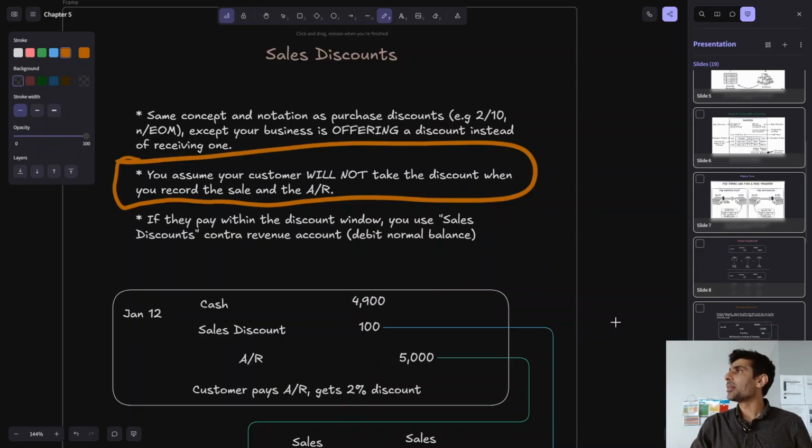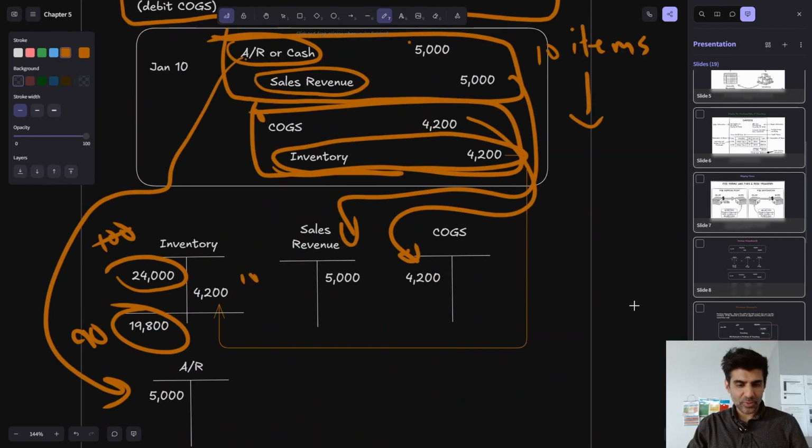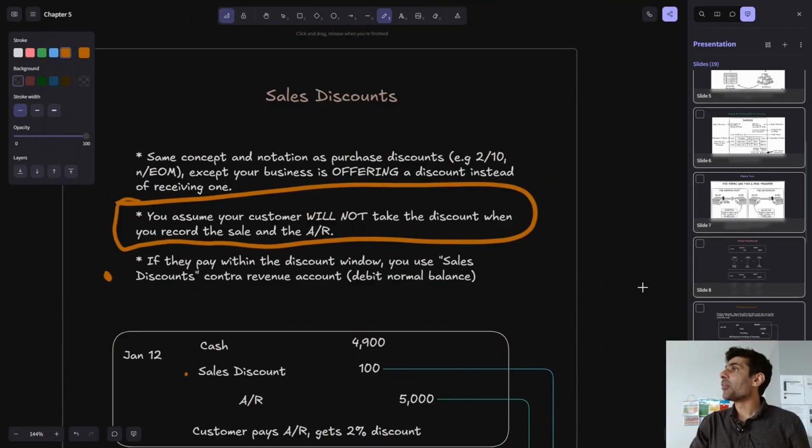When you first record the revenue, you'll assume that they're going to pay you the full amount. You're only going to record the discount if they actually avail themselves of it. So you can see here, you're going to use this sales discount. It's a contra account. You initially recorded the sale of 5,000, but obviously you're not going to get 5,000. They're only going to give you 4,900.